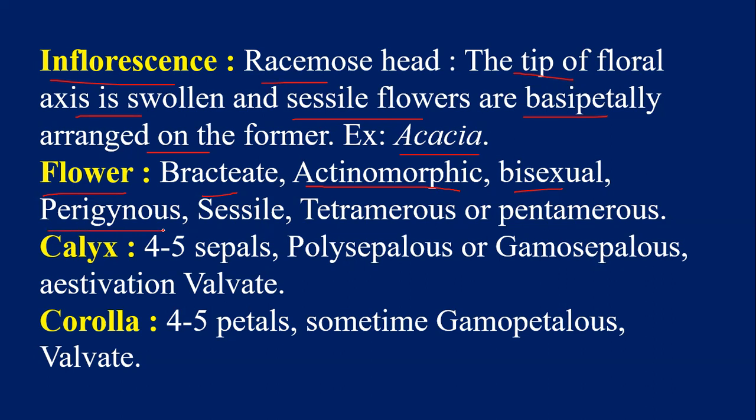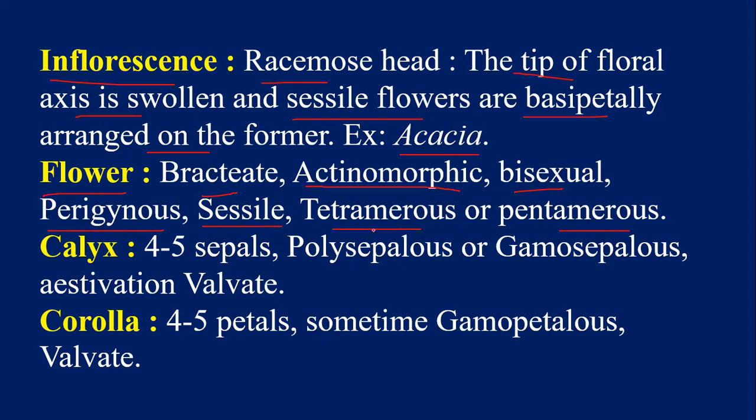Perigynous. Here the floral parts such as sepals, petals, and stamens are attached around the middle of the ovary, meaning the ovary is superior or half inferior. Such flowers are called perigynous flowers. Sessile means flowers without a stalk. Tetramerous or pentamerous: the calyx consists of 4 or 5 sepals, the corolla of 5 or 4 petals, and the androecium, that is stamens, 4 or 5 stamens.